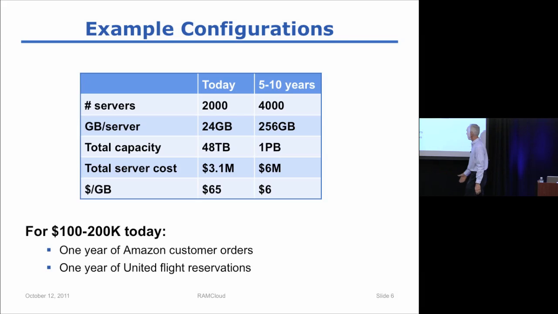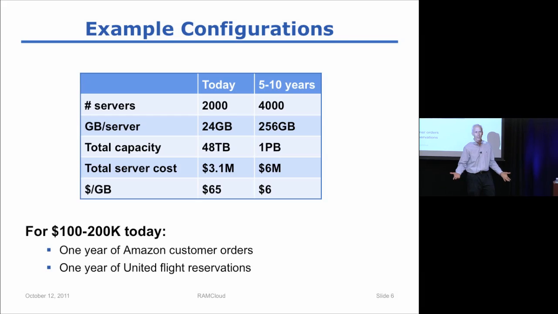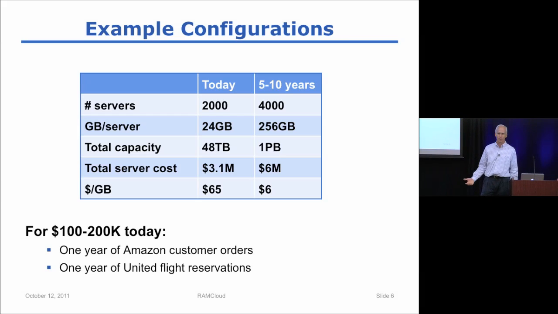So for example, if you took all of Amazon's customer order data for a year, you could store that in about $100,000 to $200,000 worth of DRAM. Same for United Airlines flight reservation data. For those applications, $100,000 to $200,000 is in the noise in terms of the overall cost of running their servers. So if DRAM provides some significant benefit, people will start to use it. So I would argue cost is no longer an obstacle.